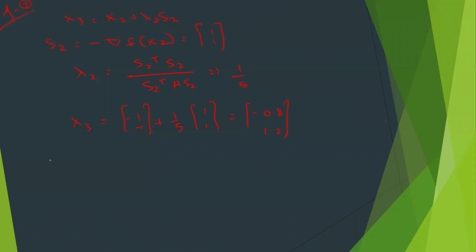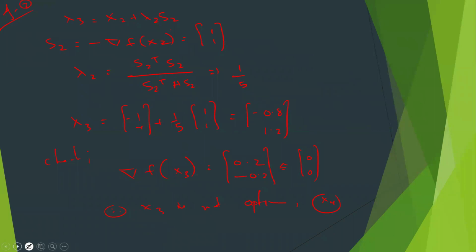Okay, so next we need to check whether this x3 is optimal or not. For that I need to find the gradient of f of x3, which I will get as minus 0.2 and minus 0.2. This is not close to 0, therefore my x3 is not optimal. So I need to find x4, the next iteration, that is iteration number 3.